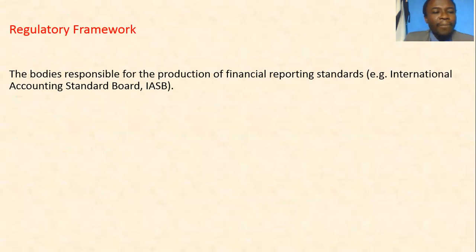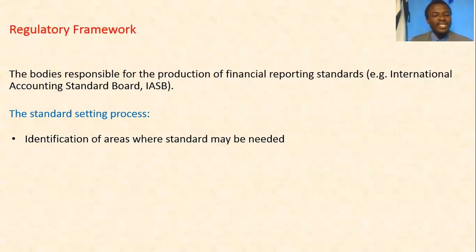Then let's look at the regulatory framework. Now, regulatory framework, we are dealing with the bodies responsible for the production of financial reporting standards. So the IASB, the International Accounting Standards Board, how do they prepare the standards that we have, the IFRS, the IAS? First, you have the identification of areas where a standard may be needed. So you have a body that always goes through and reviews the standards, and then they identify areas where standards may be needed in the financial statements to provide useful information to users, which is very, very important.